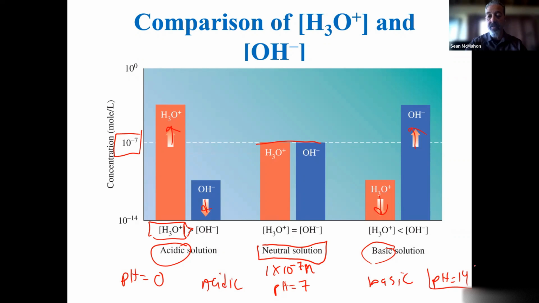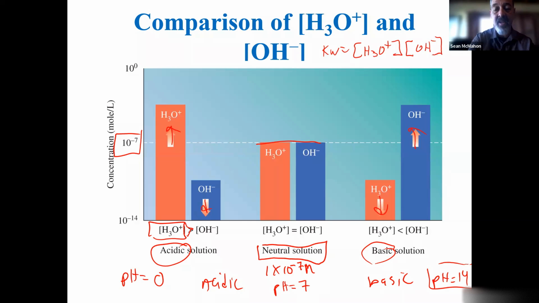Where am I getting the 14? Well, if you remember with the Kw, which is always your hydronium times your hydroxide, and we're going to use that at 25 degrees Celsius. If they're both 1 times 10 to the minus 7, it should always equal 10 to the minus 14. So even when it's in acidic condition and this goes up, this goes down, it's still going to equal 1 times 10 to the minus 14.